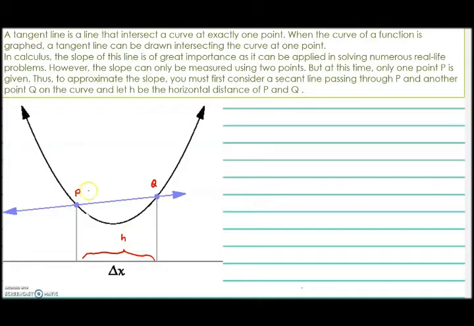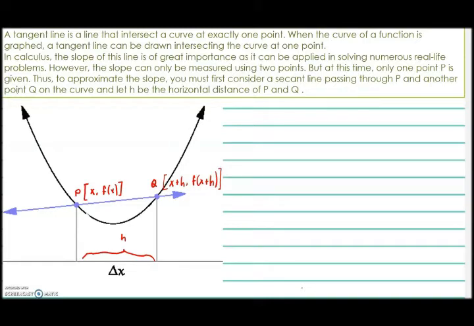Right? Now, let's have the coordinates of our points. So in general, the coordinates of P is basically x and f of x. And the coordinates of Q, since the distance between P and Q is denoted by h, we can write the coordinates of Q as x plus h and f of x plus h. Okay, so there we already have the coordinates of our 2 points.